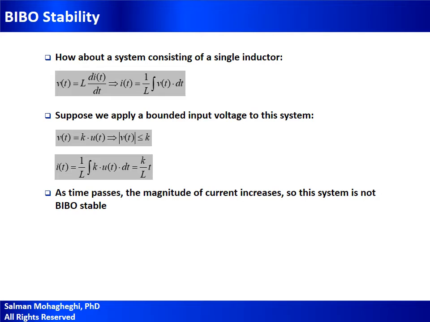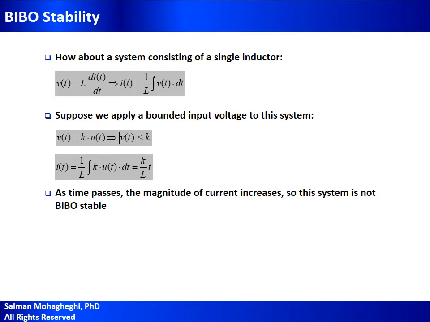Let's consider a different example, an inductor. Imagine you have a single inductor which is connected to a voltage source. We know that the voltage across the inductor would be L, derivative of the current. So I of t can be written as 1 over L integral of V of t times dt.